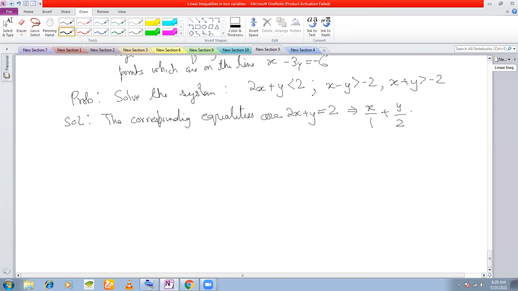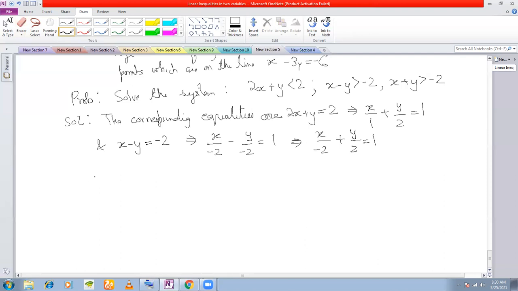Replacement set. No idea. The set of real numbers. I told you, if nothing is mentioned, you will take the real numbers, because you're taking the XY axis. You're taking all real points. That means this is x by -2 plus y by 2 is equal to 1.